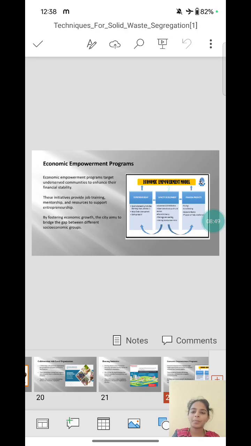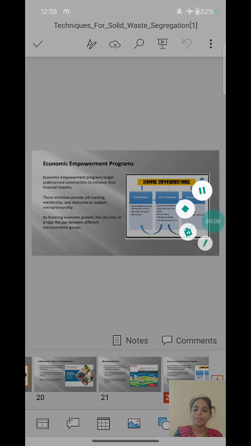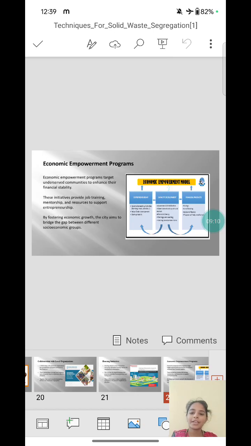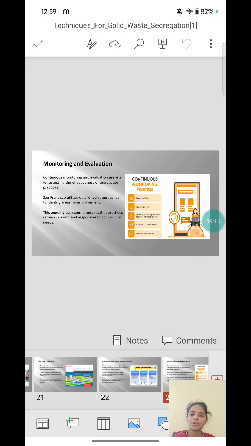Economic empowerment programs. Economic empowerment programs target underserved communities to enhance their financial stability. These initiatives provide job training, mentorship, and resources to support entrepreneurs. By fostering economic growth, the city aims to bridge the gap between different socio-economic groups.